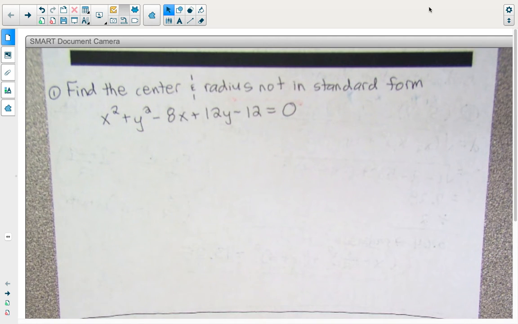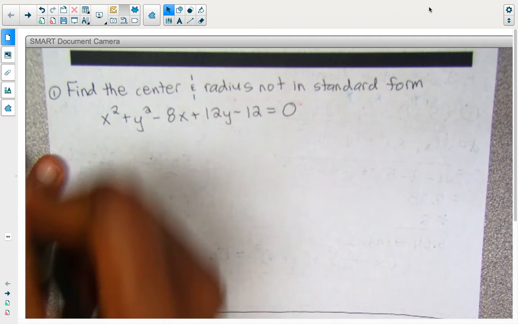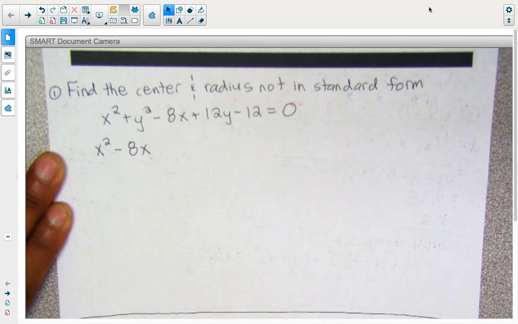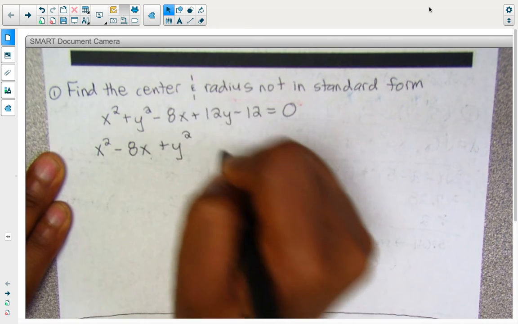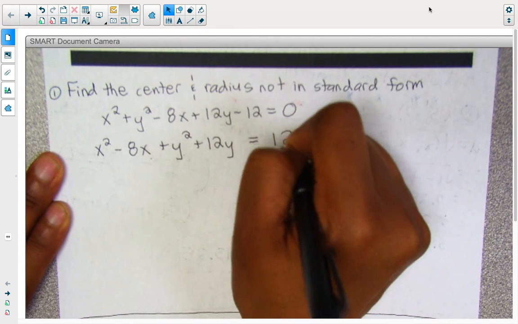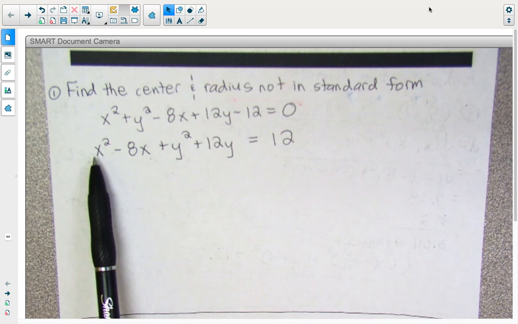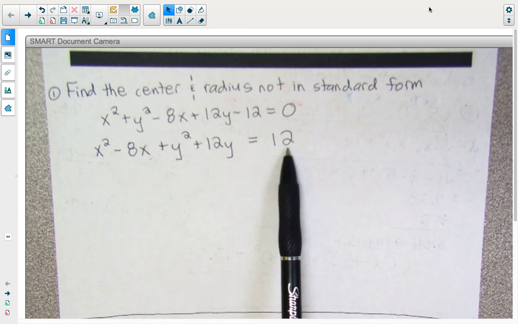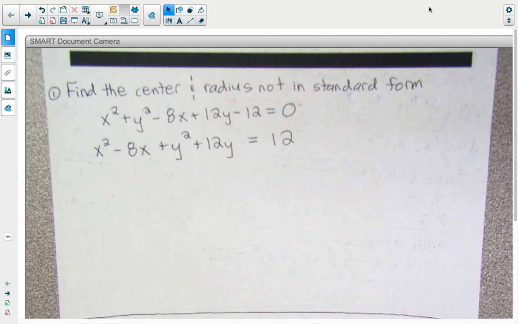So the first thing we want to do is group together our x's, group together our y's, and then move our constants to the other side of the equation. So I'm going to put my x squares together. So x squared minus 8x, so I'm putting the x's together. Then I'm going to put the y's together. And then a constant is just a number. I'm going to move that to the other side of my equation. So this is negative 12, so I'm going to add 12 to both sides. So now this is equal to 12. So step one, put your x's beside each other, put your y's beside each other, and then move your constant, which is just going to be your number, move that to the other side of the equation.